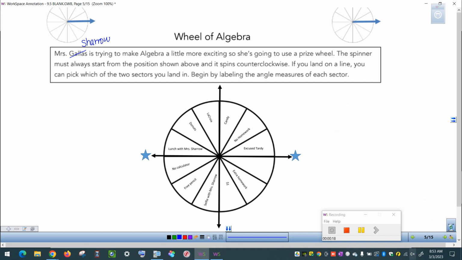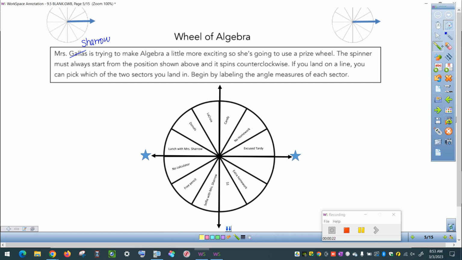The spinner must always start from the position shown above, meaning this position right here where you see that blue arrow. That is the position where it starts, and it spins in the counterclockwise direction. In the little pictures up here at the top, let's put a little arrow to remind us what is counterclockwise. It is the opposite direction that the clock hands move. And if you land on a line, you can pick which of the two sectors you land in. Otherwise, if you just land in the sector, that's the prize that you earn.